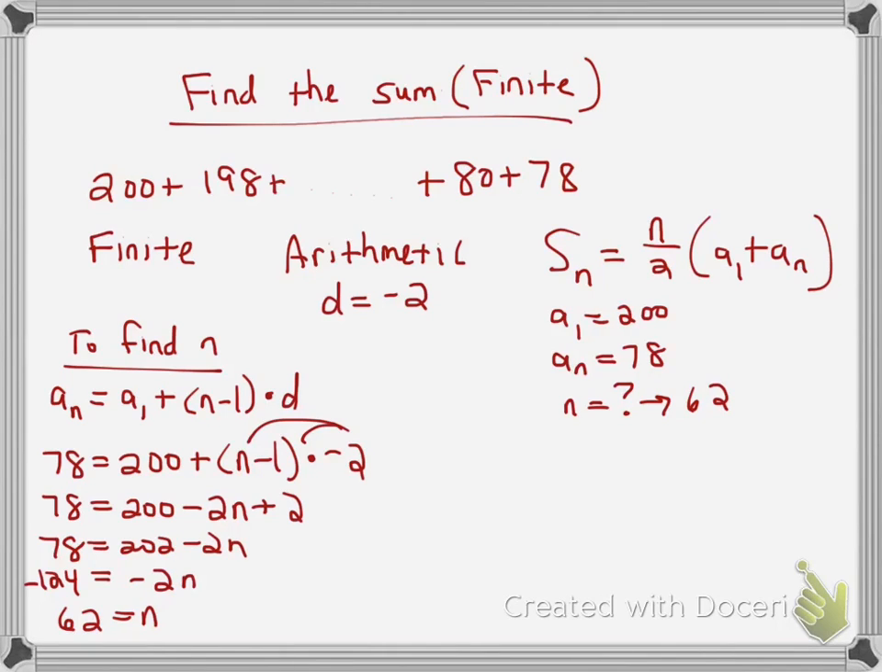All right, so now I know how many terms there are, and I want to add them all up. Well, now I know the sum of those 62 numbers is 62 divided by 2 times my first number, 200, plus my last number, 78. And when you do that, you end up getting 8,618.